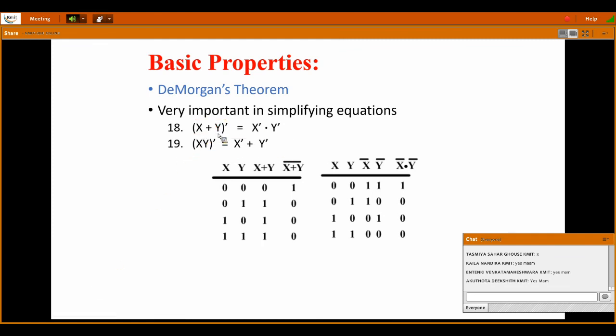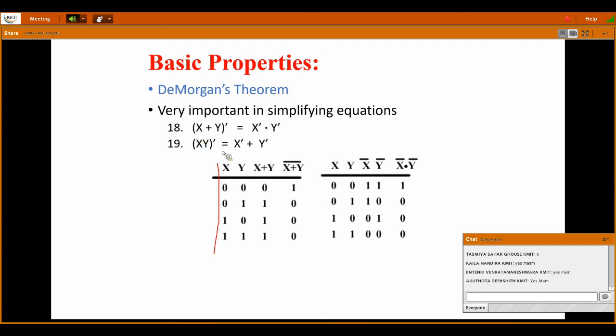See here, x plus y whole bar is written as x bar dot y bar. The complement is being splitted and OR is replaced with AND. So here in the 19th equation, AND is replaced with OR, and the complement is also being splitted, meaning x bar plus y bar. So here a truth table is being taken for the two inputs, that is x and y, and it is being realized here for your understanding.